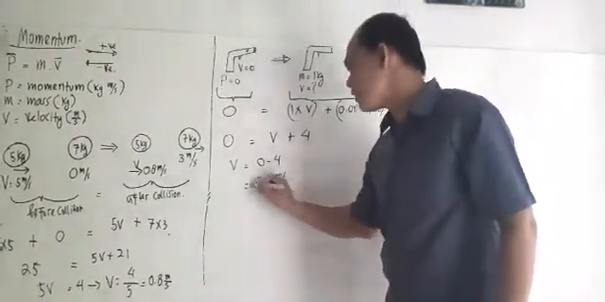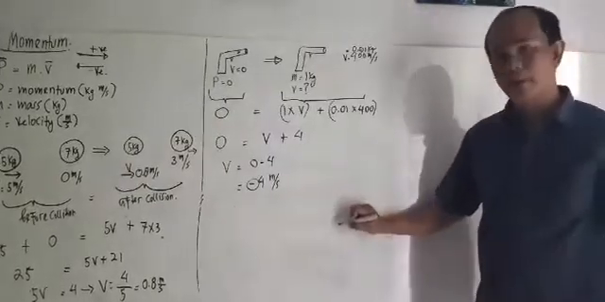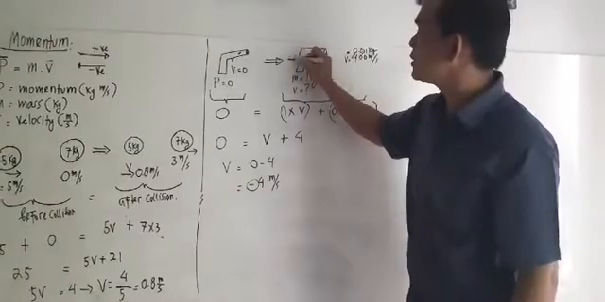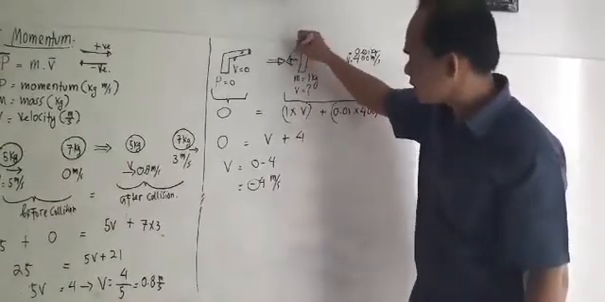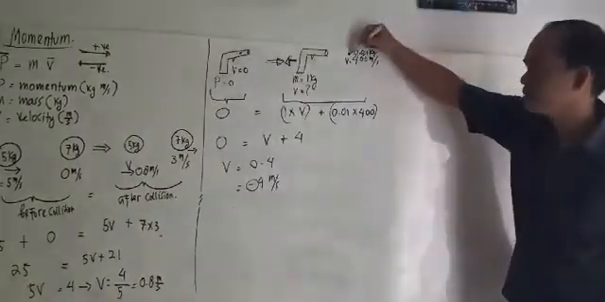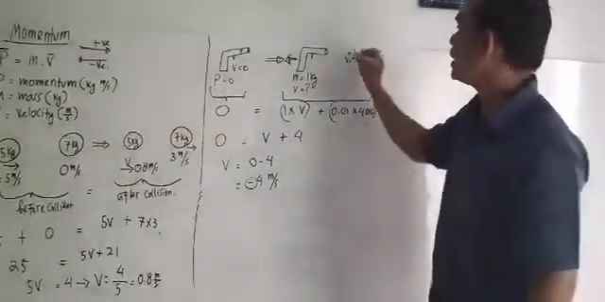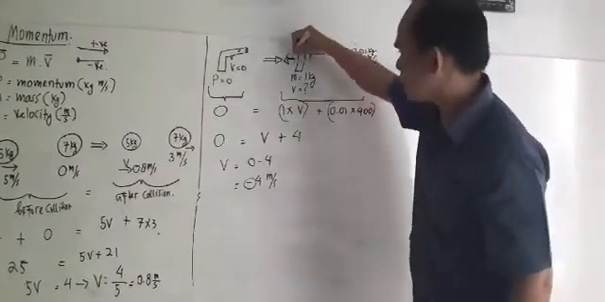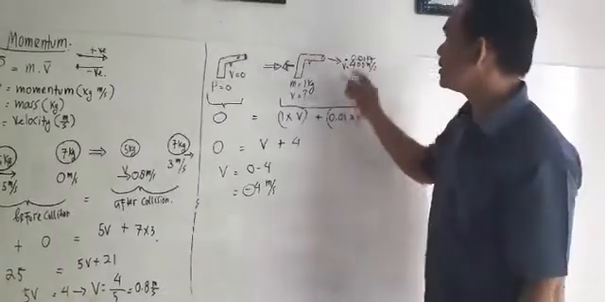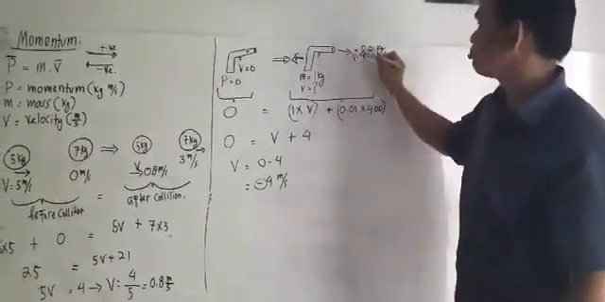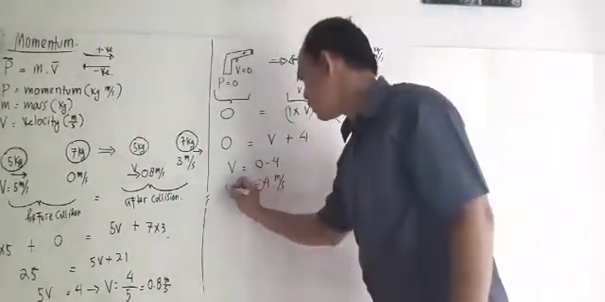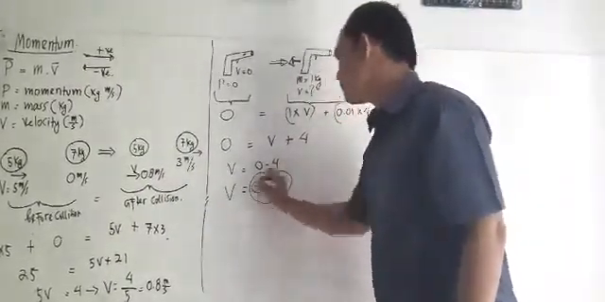What does the negative sign mean? The negative sign means that the gun is going backward. It's going backward after it recoils, after it fires the bullet. So the bullet is going to the right, but the gun is going to the left because of the force exerted by the gun on the bullet. Okay? So the result of the velocity is minus 4 meters per second.